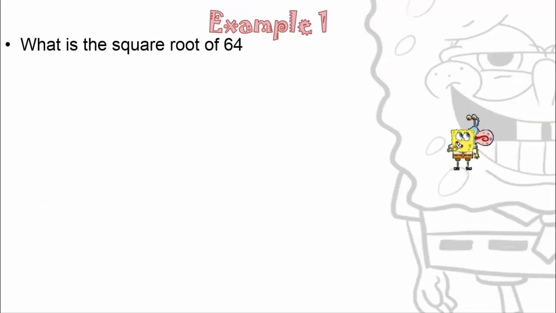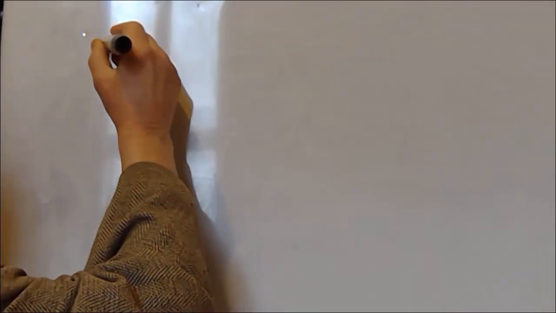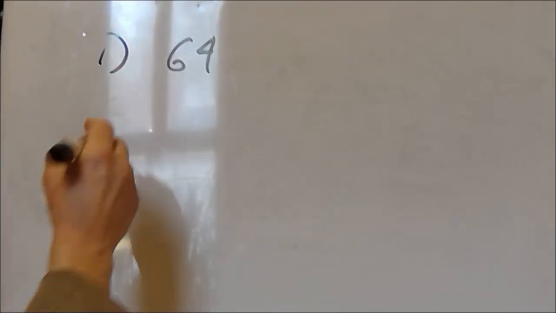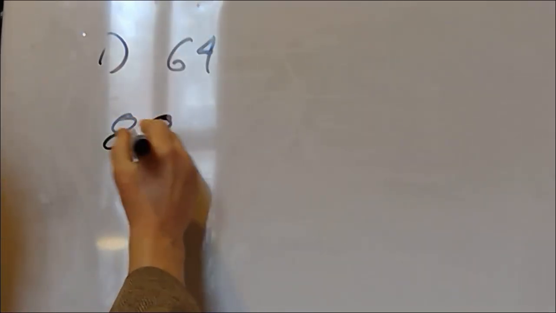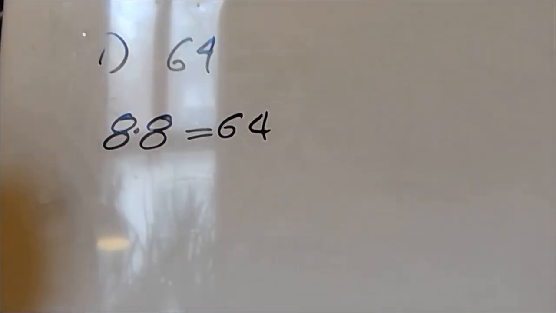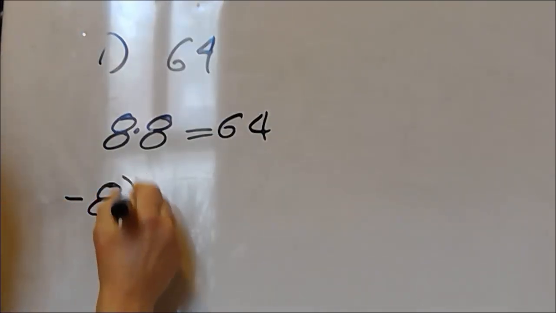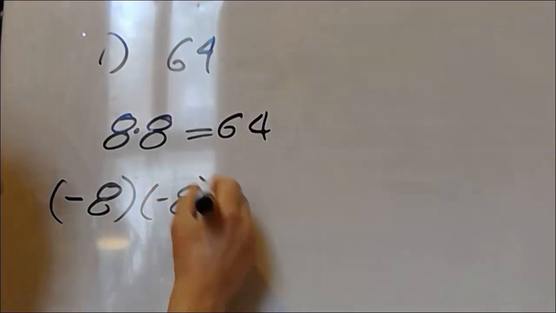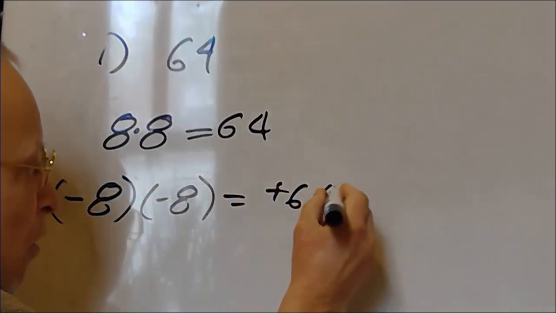Example number 1. What is the square root of 64? So let us go over to the whiteboard and discuss what this means. Example number 1 asks us to find the square root of 64. Well, we can look at 64. We know that 8 times 8 is equal to 64 because that's what we want to square. And also negative 8 times negative 8 gives us positive 64.